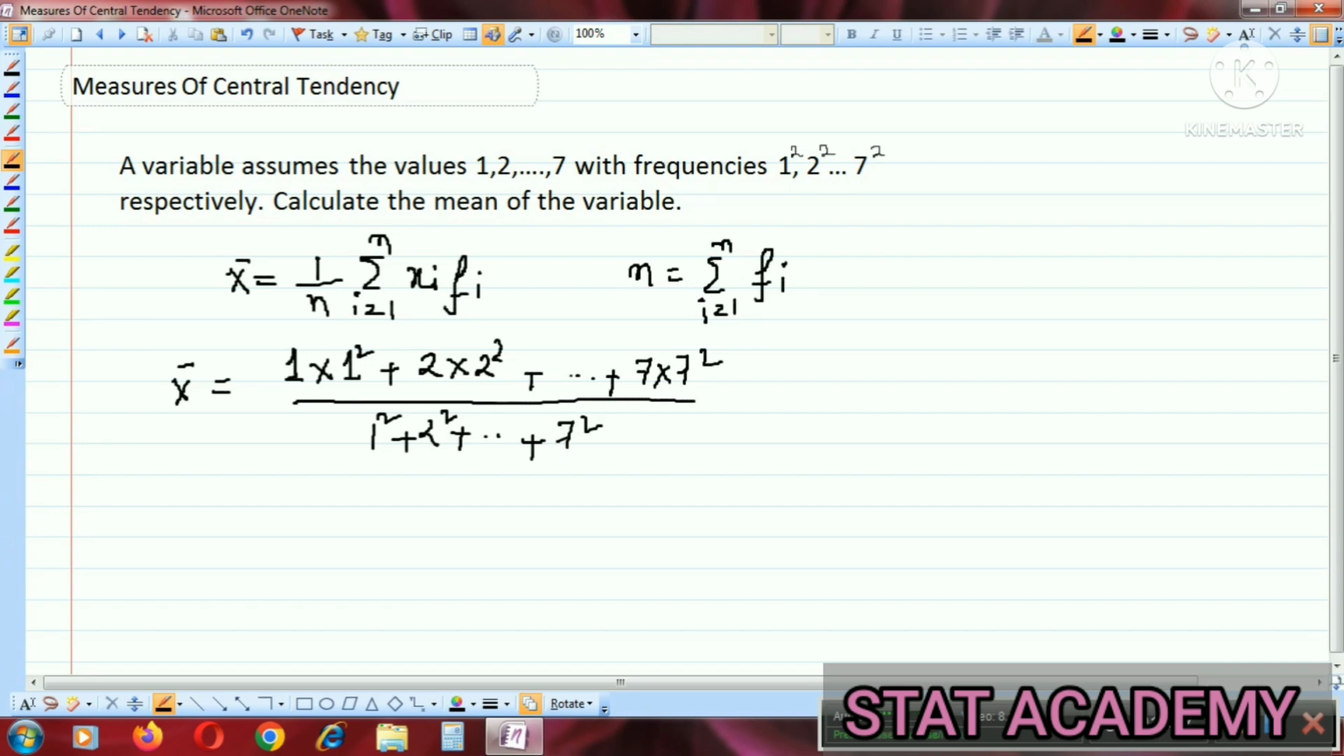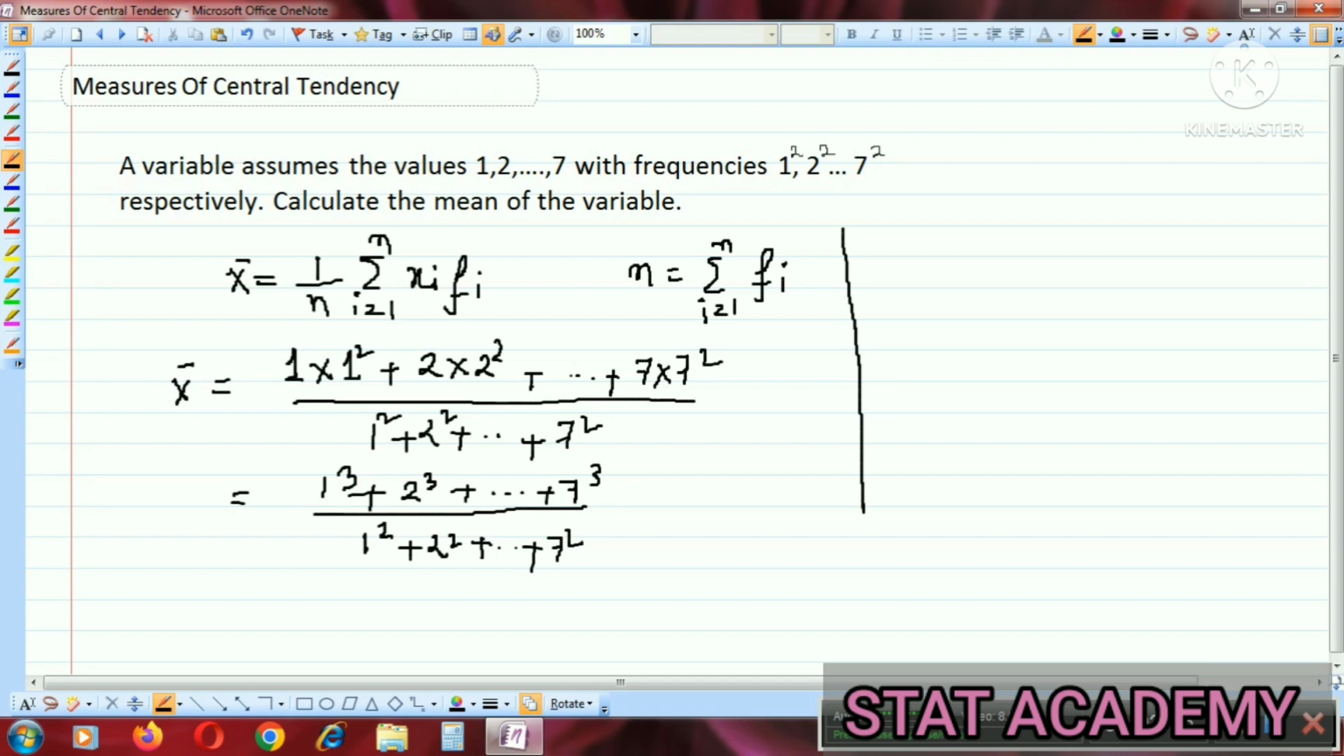Now we can write this as (1 cube plus 2 cube plus up to 7 cube) divided by (1 square plus 2 square plus dot dot up to 7 square). Now we can see that this is a sum of cubes of the first n natural numbers.